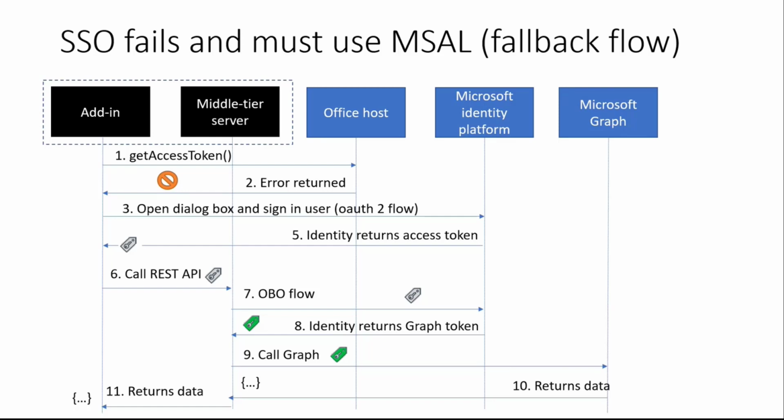So we're going to use the Microsoft Identity Platform, pop up a dialog box, and get them to sign in and consent. We're going to get back an access token, and this is just like before. It's an access token that, again, is for your middle tier server. It doesn't have any Graph access in it. So you're going to call your REST API, and at this point it's the same flow as before. The middle tier server is going to do the OBO flow, get the Graph token, call Graph, and the data comes back. Maybe you do some additional processing on that data before you return whatever the add-in needs.